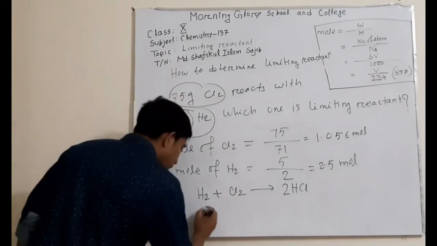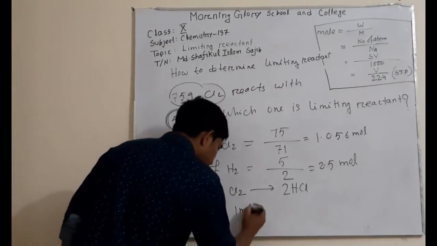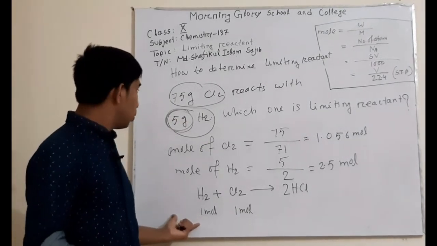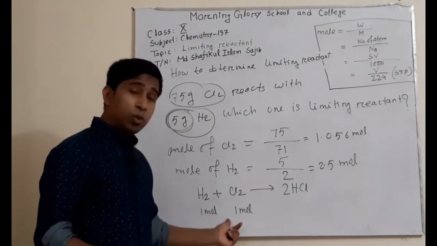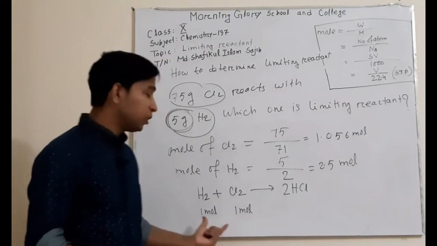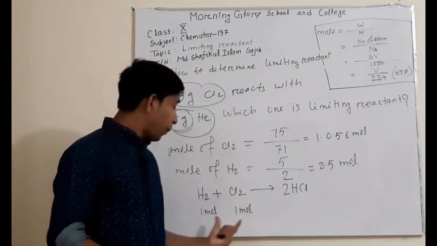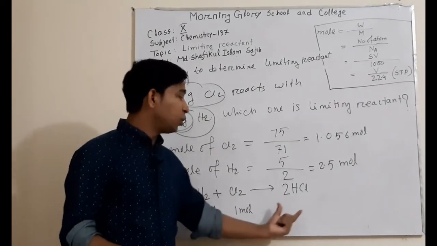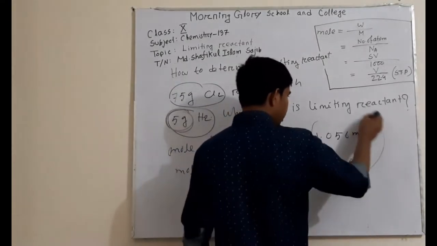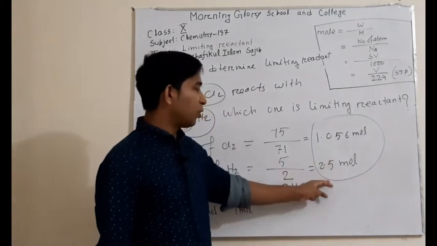Now right here we can see there are 1 mole hydrogen and 1 mole chlorine. Now we will use our common sense. We can see hydrogen 1 mole, chlorine 1 mole. That means equal number of mole of hydrogen and chlorine react to produce HCl. Now what about our provided quantities? We can see our provided quantities are not the same.